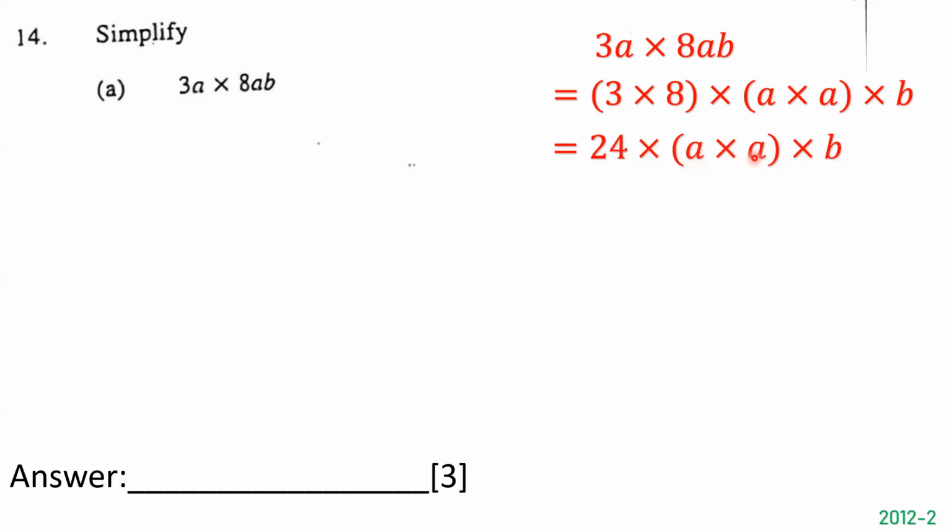What is a times a? Well, a times a is a to the second power, a squared, multiplied by b. And all we're going to do is remove the multiplication sign and put them together close by, and that means multiplication. And so we have 24 a squared b, and that's our final answer. We cannot simplify that any further. So we have 24a squared b.